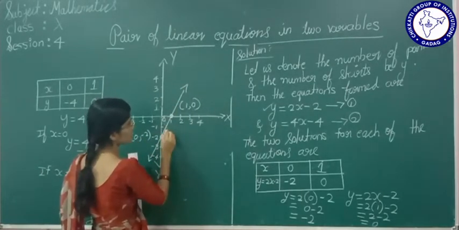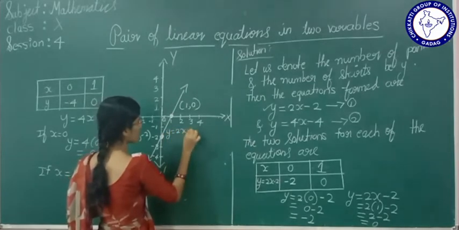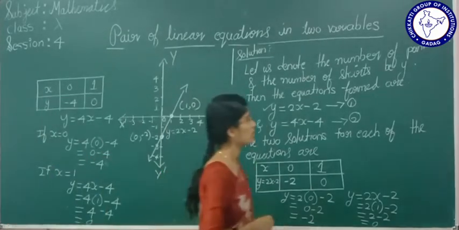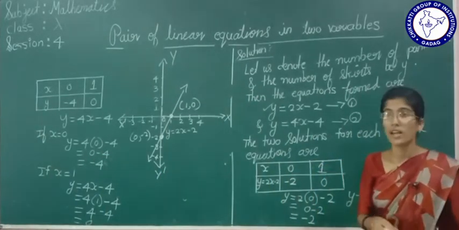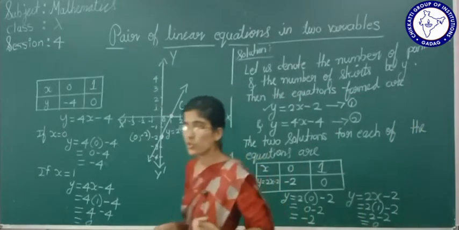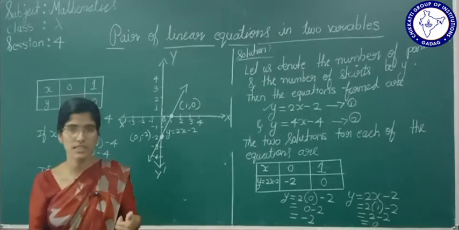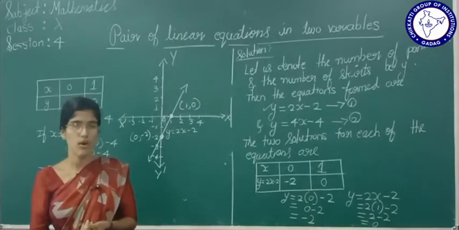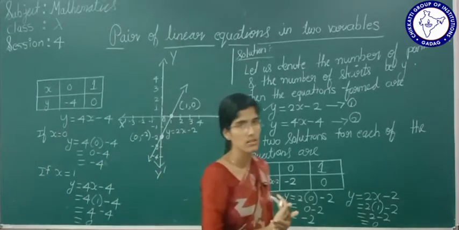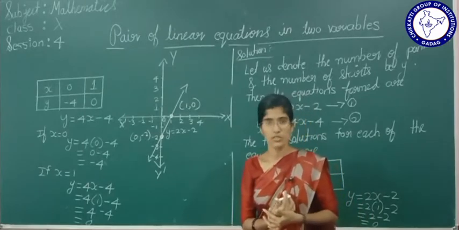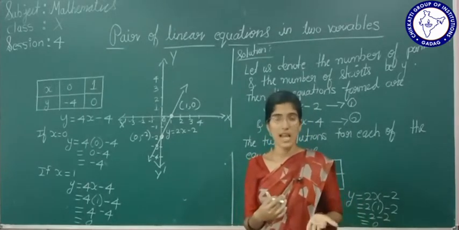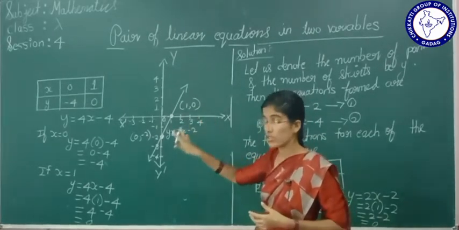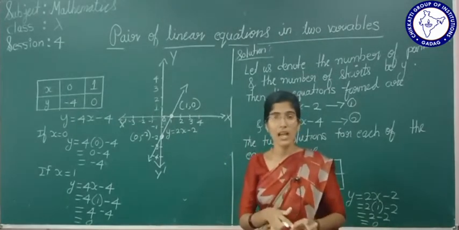This is the line for the equation y is equal to 2x minus 2. See, I told you how to find out the solution of a pair of linear equations by the graphical method. We have studied that if two lines intersect, we are going to find a unique point. If two lines are parallel, there is no solution. If two lines coincide, we get an infinite number of solutions. Now we are going to see whether these lines intersect, are parallel, or are coincident.